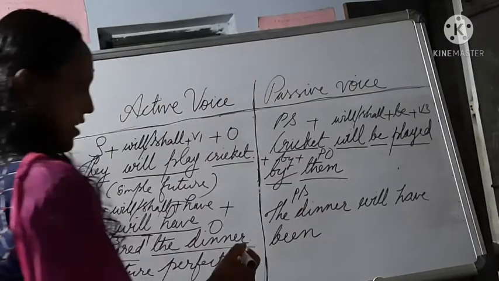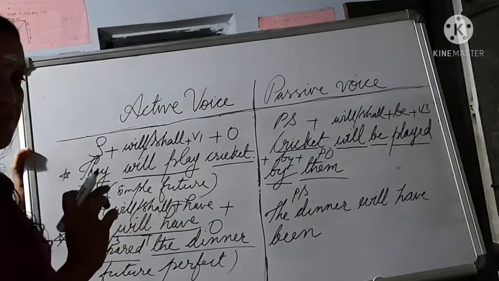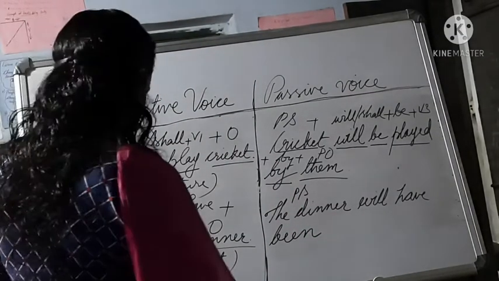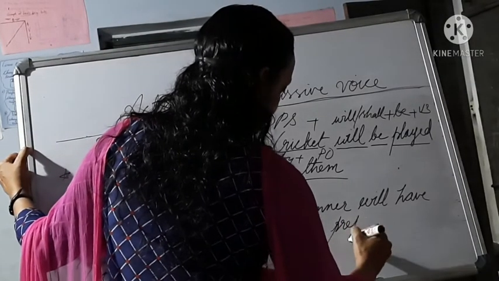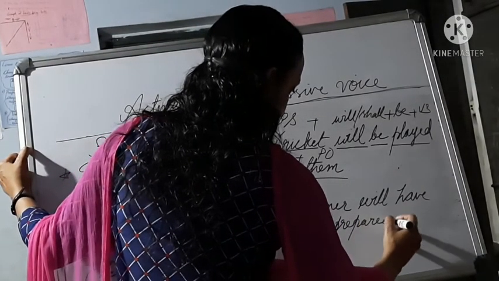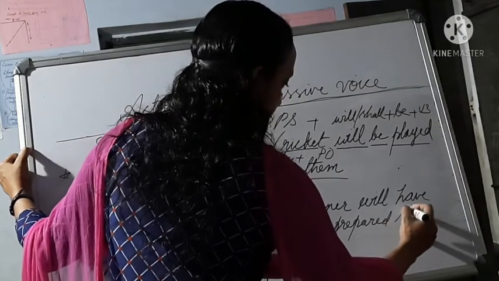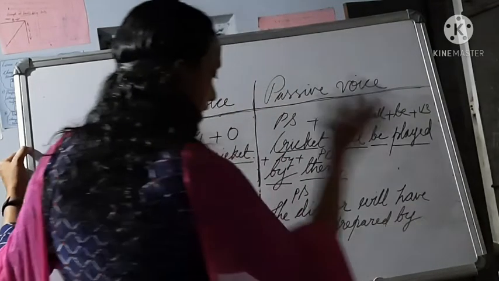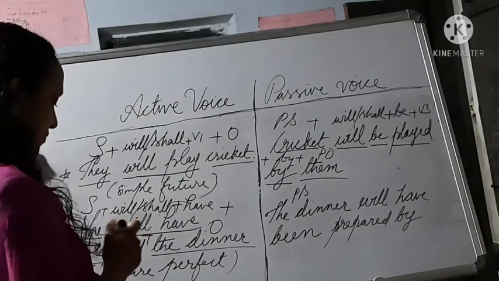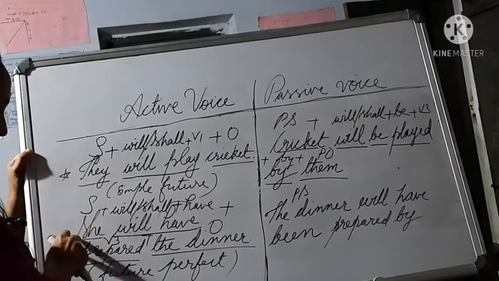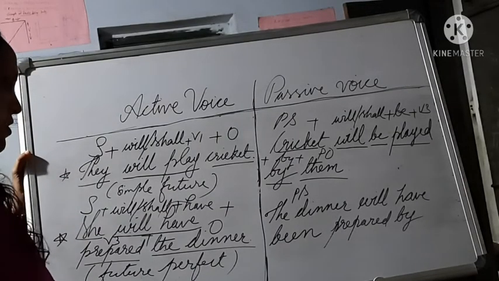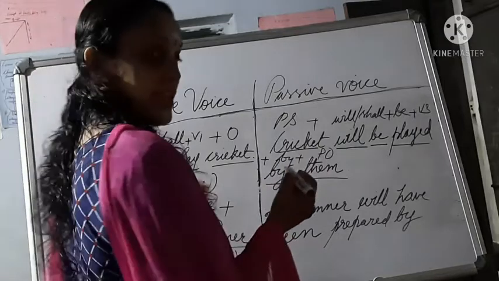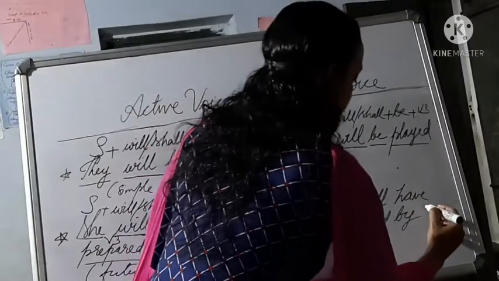Will have been, and in all passive voice we have to use V3 form. What is that? V3 form of prepared is prepared itself. Prepared. Then we use a special word by in all cases. By, then what is the subject here? She. So that becomes the object there. By she or her? Yes, it is her.